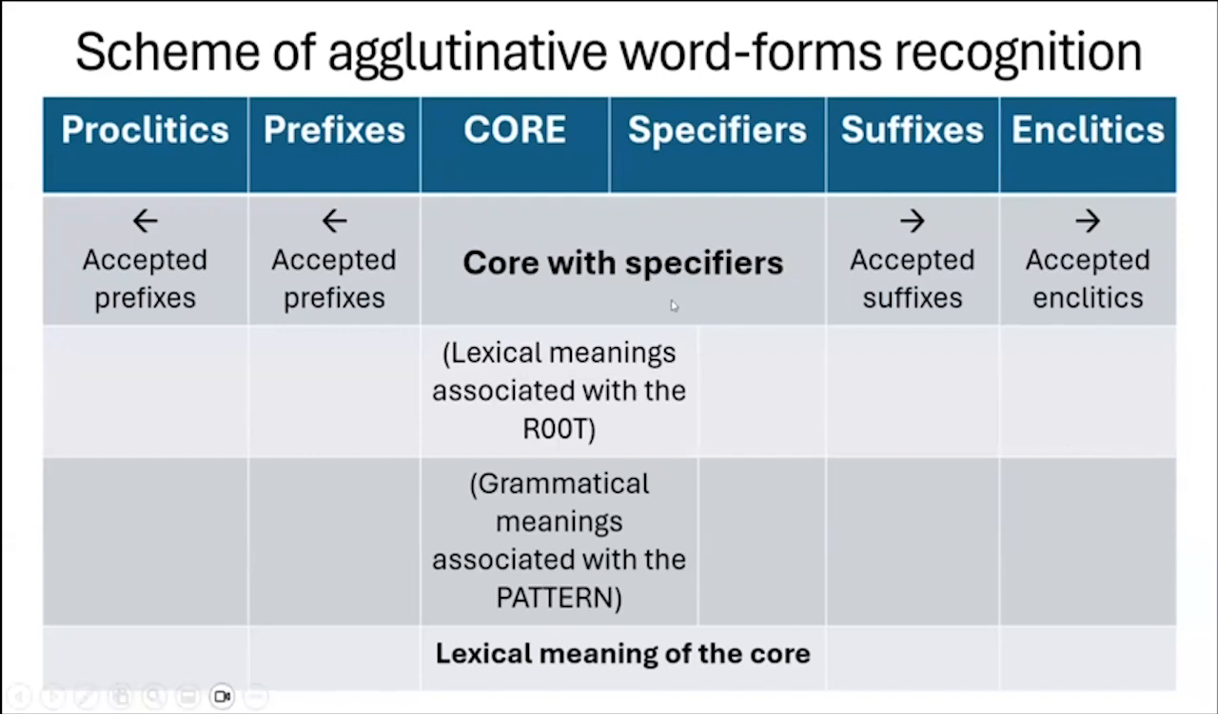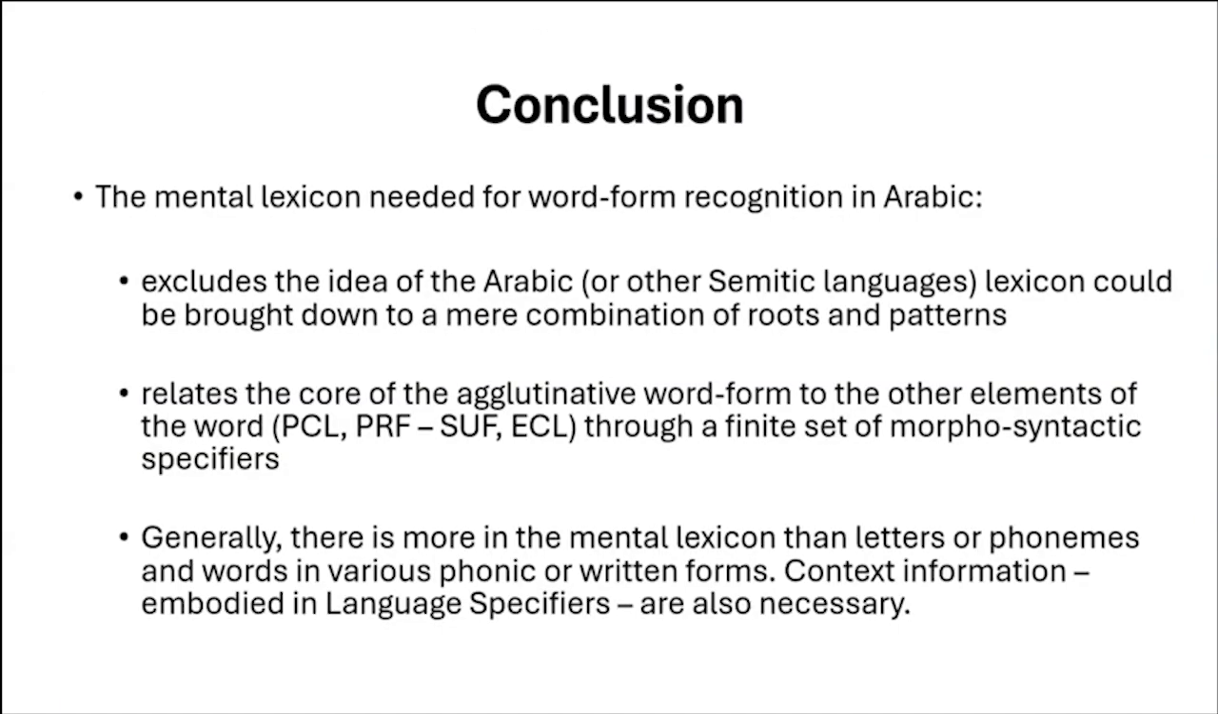You have the core with its specifiers, and it relates to suffixes and enclitics, prefixes and proclitics. On the right side, I should have typed proclitics. So the lexical meaning includes an idea of the root, an idea of the pattern, and then you have the lexical meaning of the core. And the lexical meaning of the core, as in the example of telephone I gave, is something which cannot be just taken down through a combination of the root and of the pattern.